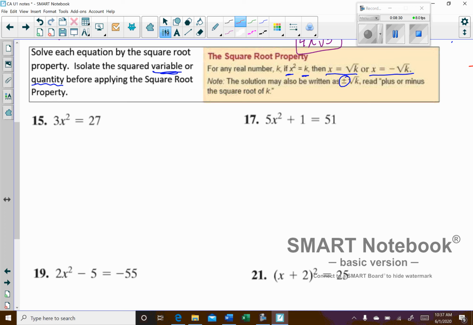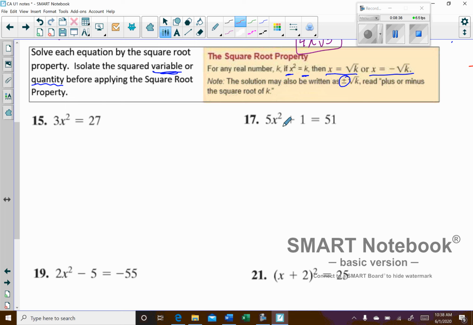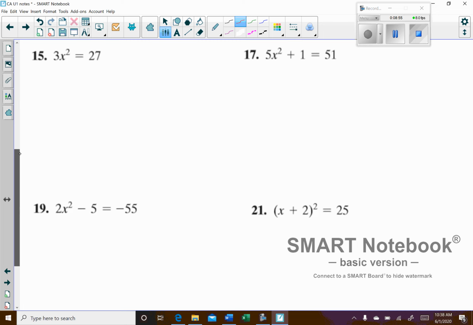So back to our directions, it says that you need to isolate the variable or quantity. The first couple, we just have the variable x squared that we're going to isolate. But as we move forward, you can see on number 21, you have a quantity. This is what I mean by quantity: you have x plus 2 squared, a quantity that's being squared. And so you have to make sure that that quantity is isolated. So sometimes we might have to make some adjustments.